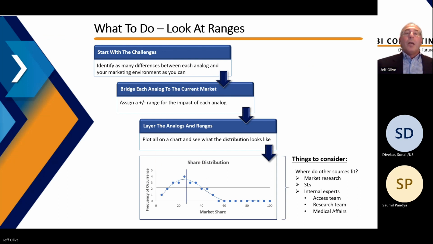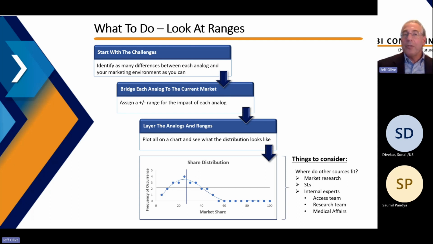Okay. So what should you do? Well, what I'm going to encourage you to do is to try to look at ranges. The way we're going to do that is we're going to start with all of those challenges we just talked about and analyze and identify as many as we can. And then the second thing we're going to do is kind of the theme of today, which is try to bridge that analog to your market.